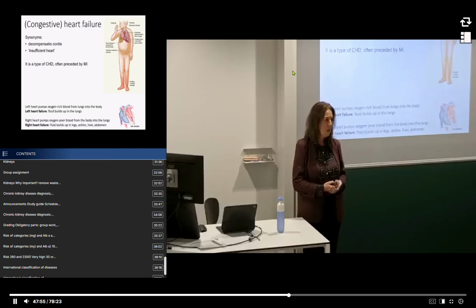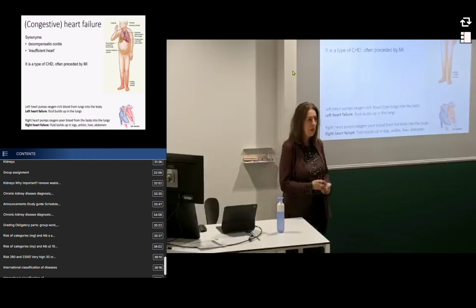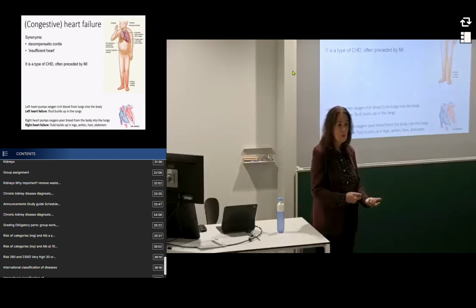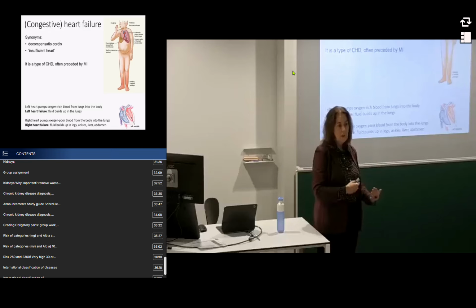heart failure. So there's different possibilities for heart failure, that the left part of the heart doesn't function well, or the right part of the heart doesn't function well. And the left and right heart have different functions. So the left heart pumps the oxygen-rich blood into the body, and the right heart pumps the oxygen-poor blood from the body into the lungs. So it depends also where the problem in the heart is, what the symptoms will be for the heart failure.